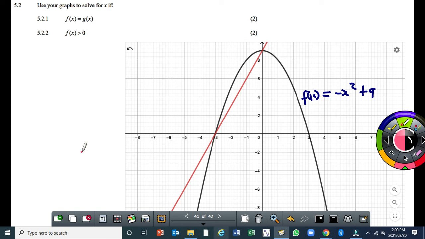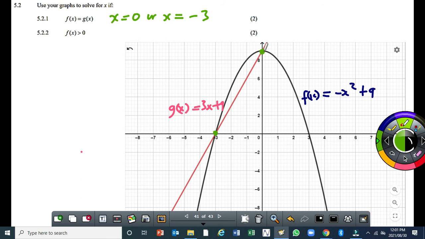And then the other one will be g of x equal to 3x plus 9. Right? So first thing, you're supposed to determine the values of x such that the two graphs are equal. So you go to the graph, you look at the point of intersection. So for 5.2.1, x is 0 or x is equal to minus 3. We are referring to the points of intersection.